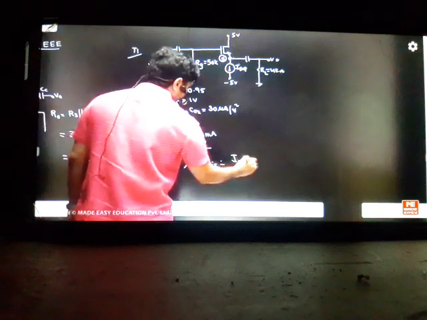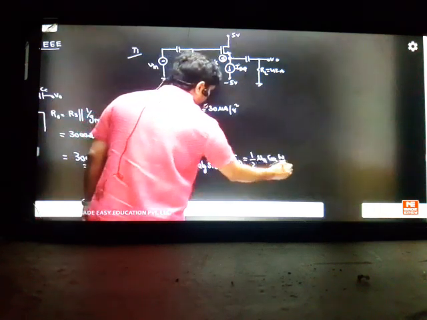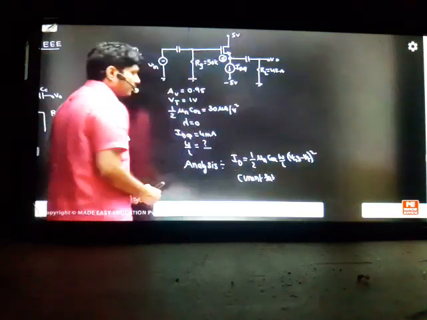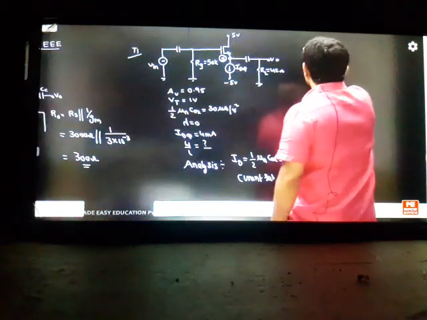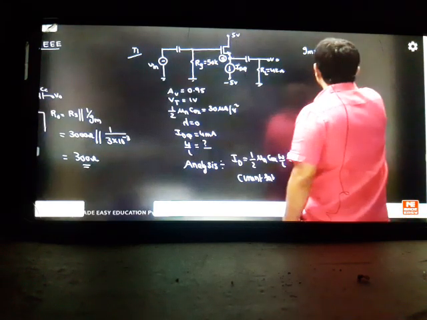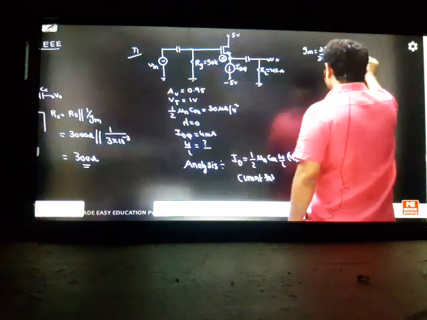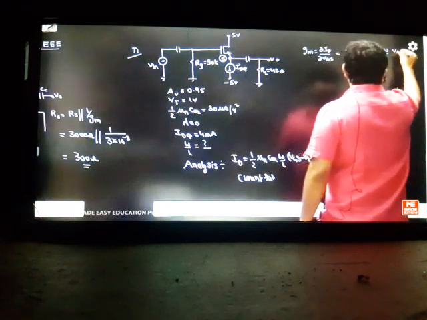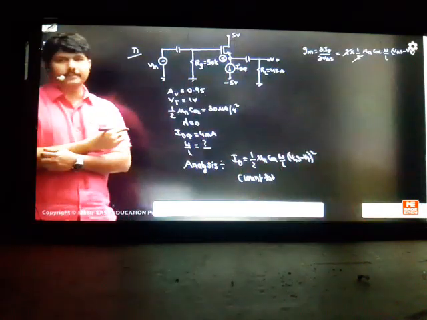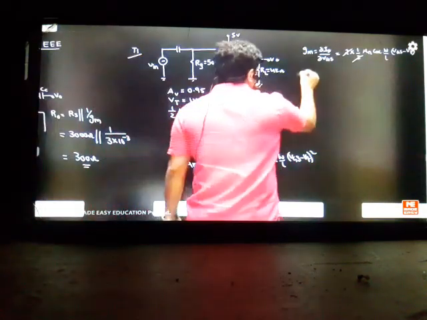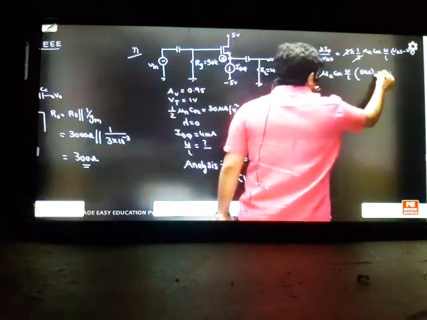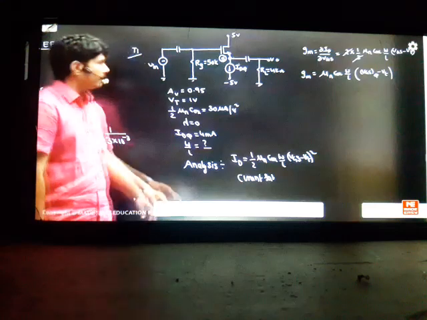Our ID formula we know is half into mu n into Cox W by L into VGS minus VT whole square. This is the current saturation equation we have, correct? Then if I want GM, you have to take the derivative of x square, 2x will be there. So derivative of ID by derivative of VGS is 2 into half into mu n Cox W by L into VGS minus VT. So the 2 will be cancelled. This is the way GM comes. But here the GM formula we know in class is with respect to VGSQ. We know VGSQ, but in the question he has not given VGSQ, he has given IDQ.